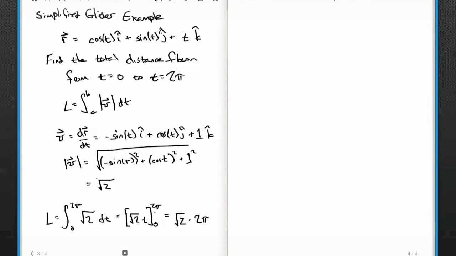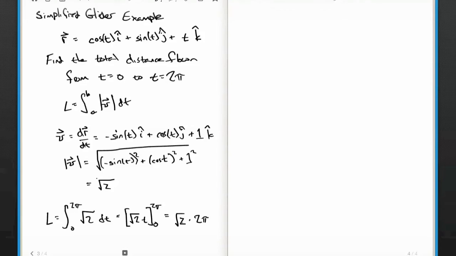So let's look at this. Our flight path in the xy plane is a circle, right? A counterclockwise circle starting at the right side. And what is the radius? Because there's no leading coefficient here, the radius is 1. So the circumference is 2 pi. But we're climbing, so the 2 pi gets increased by a hypotenuse factor, which makes it square root of 2. So it's the square root of 2 times 2 pi.